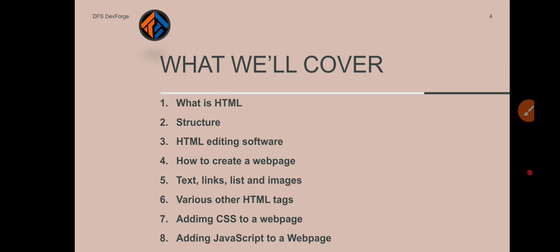The second thing we look at is the structure, how HTML structure works, and how the structure literally is how to write syntax, how to write code. The third thing we're looking at is the HTML editing software. Like I said, the software we'll be using for mobile phone is Acode. So we'll be looking at the editing software we'll be using.